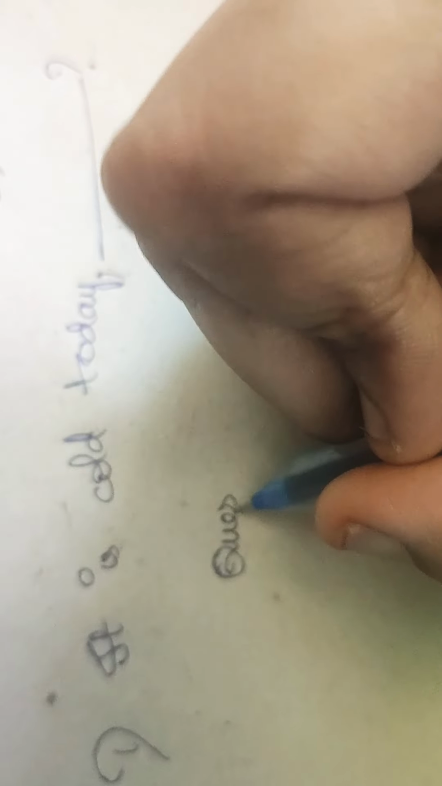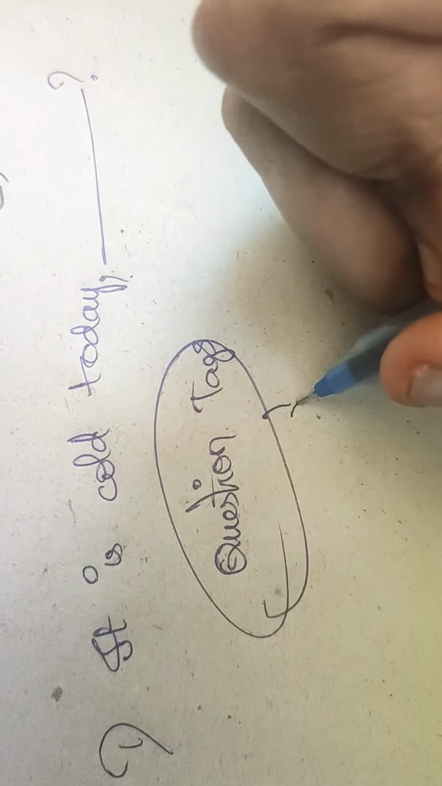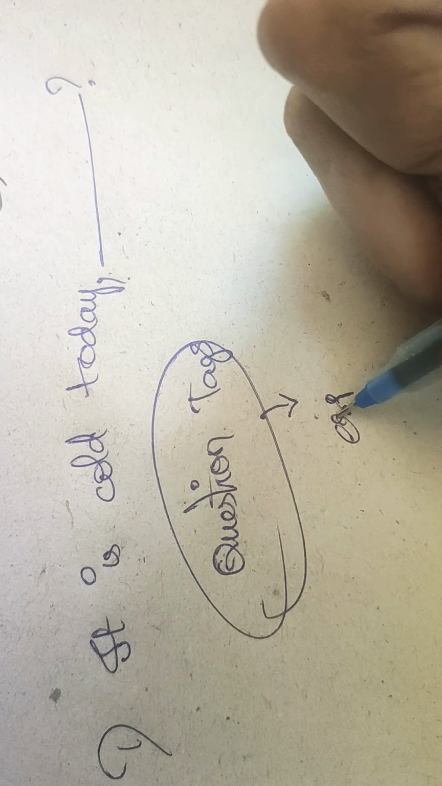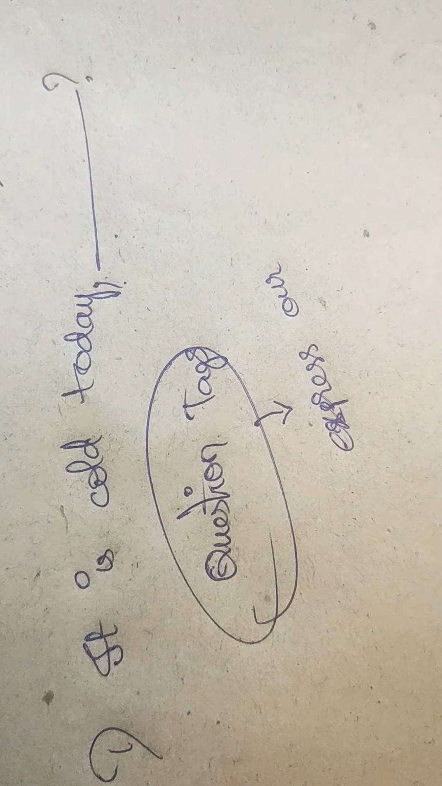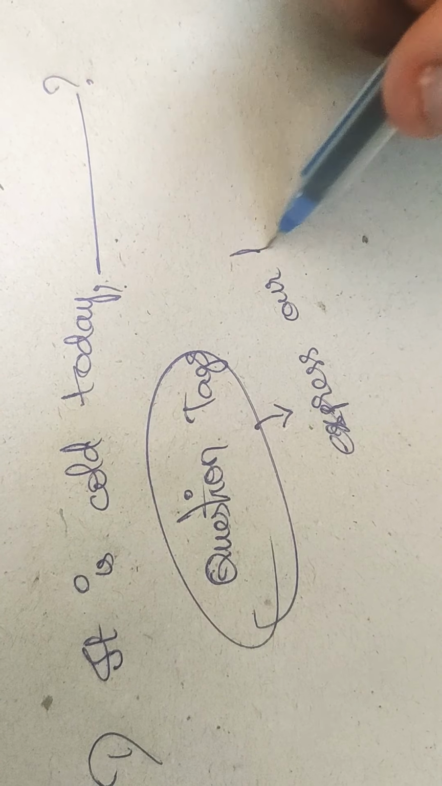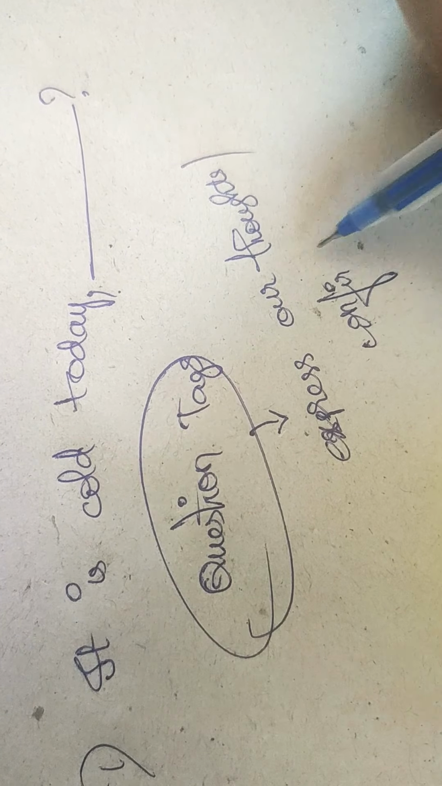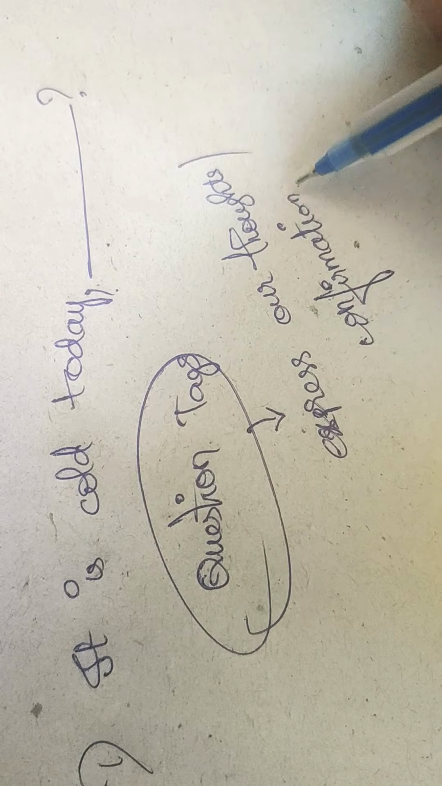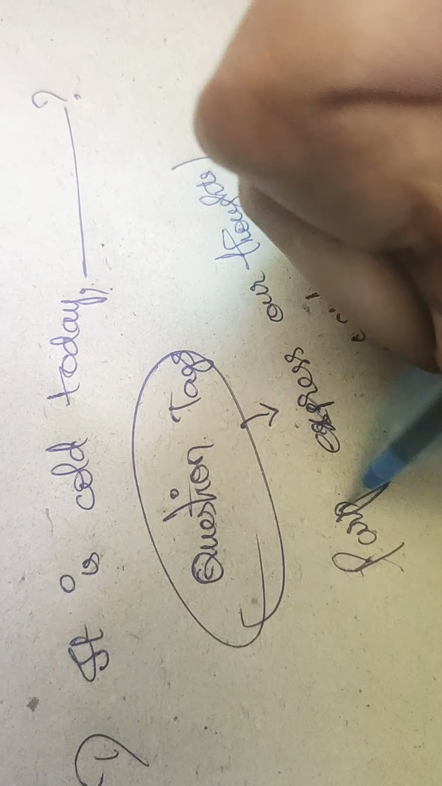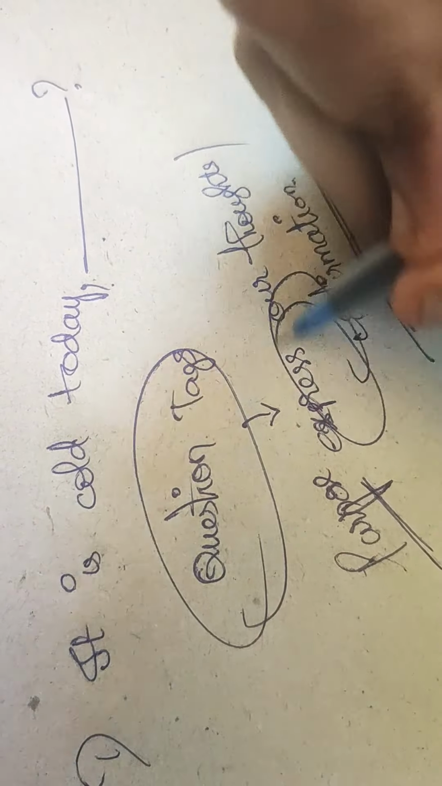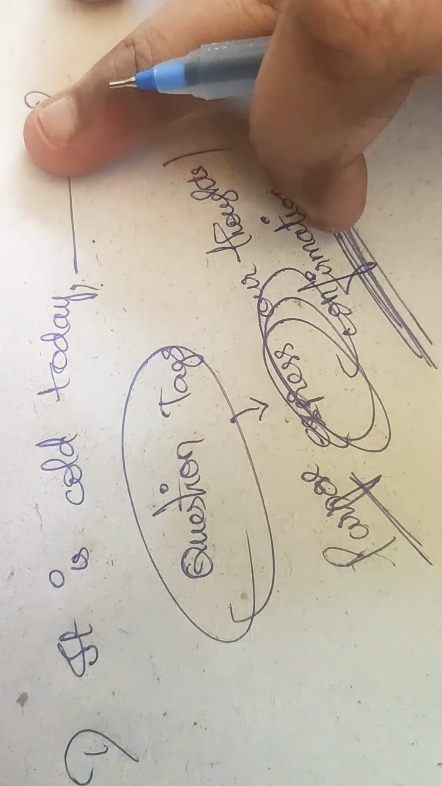Actually, the purpose of the question tag is to express our thoughts, or to seek confirmation. It is used for confirmation. What is the main purpose of a question tag? To express our thoughts and to confirm. Mainly it is confirmation. So for that reason we use a question tag.